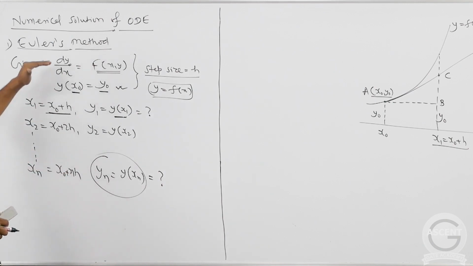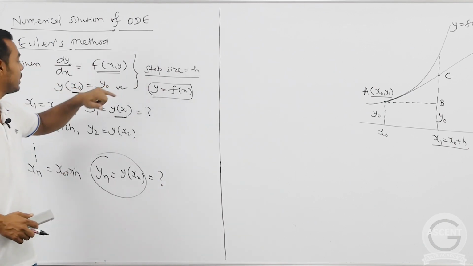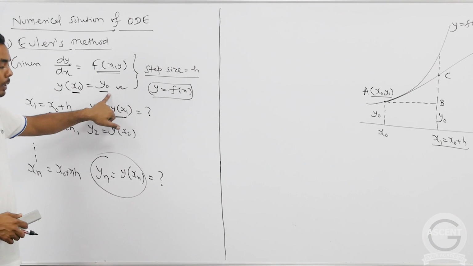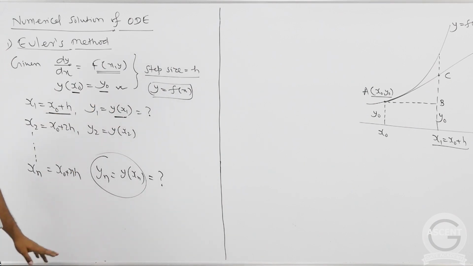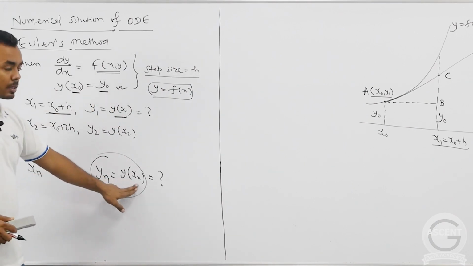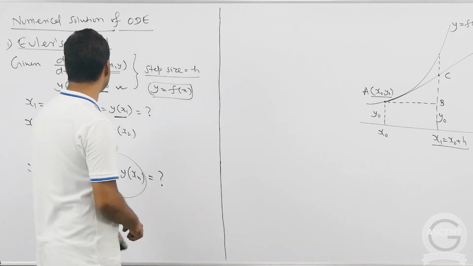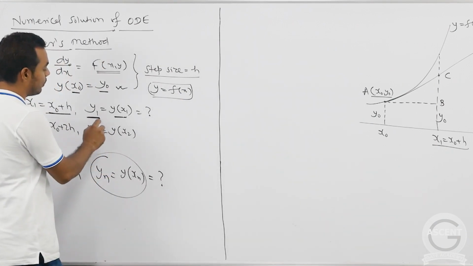So the problem is, a differential equation is given, step size is given. When x is x naught, the value of y is y naught. This is given, and we have to calculate the value of y when x is xn. First we are going to see what should be the formula for this y1.